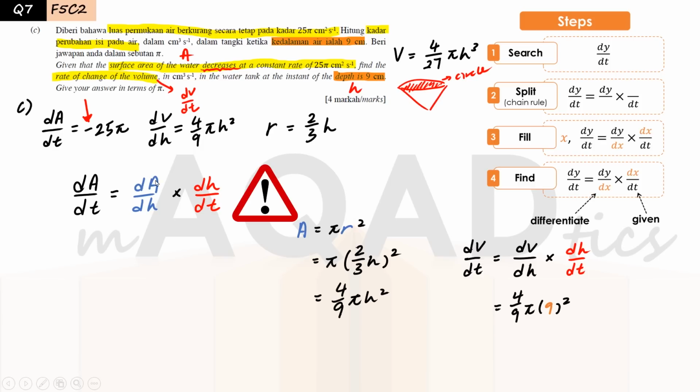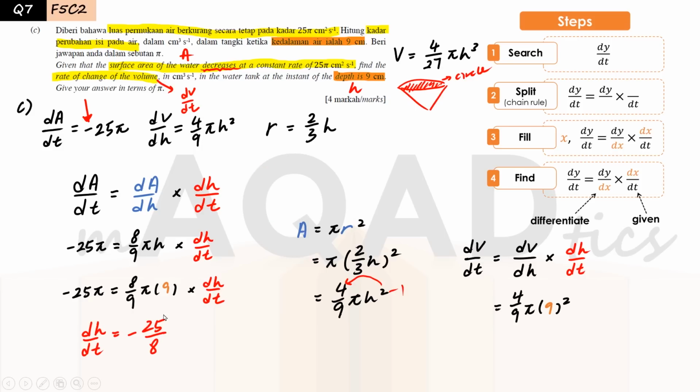And now here is dA over dH, so I need to differentiate this equation. The power will be multiplied with the value here, 4 over 9 pi, so here will become 8 over 9 pi. And the power of h here, I'm going to minus 1, so here will be left with h. Now I'm going to substitute this value inside here and find the value of dH over dt. Another thing to let you all know, this value also needs to be substituted with the original value of h, which is 9. Otherwise you cannot find the value of dH over dt.